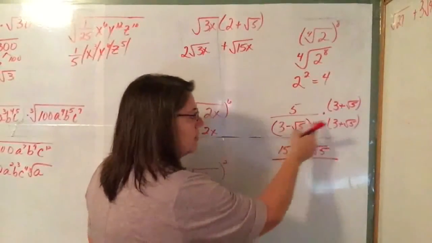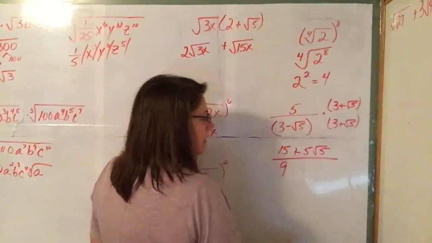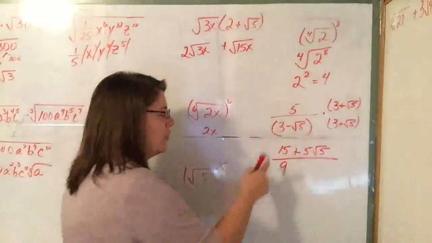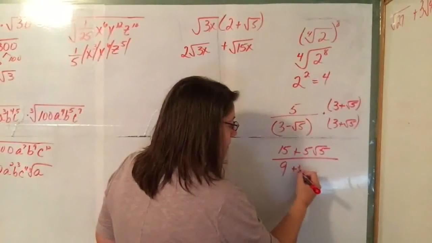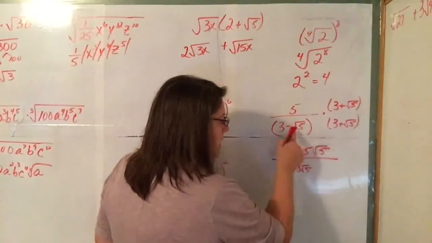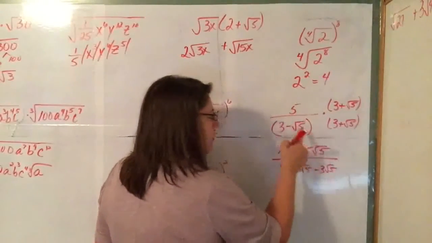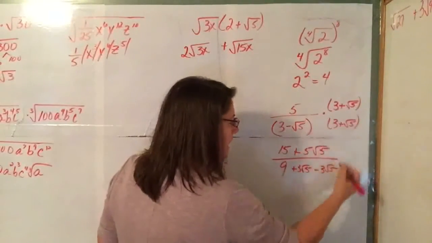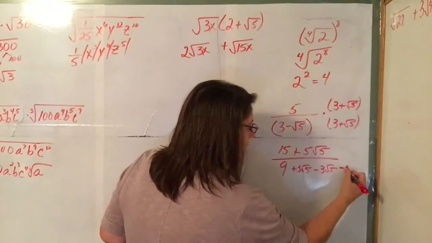And then on the bottom, I have to FOIL those. So 3 times 3 is 9. And then look at what happens to the middle terms. 3 times positive square root of 5 is positive 3 square root of 5. Negative square root of 5 times 3 is negative 3 square root of 5. And negative square root of 5 times square root of 5 is a minus 5.